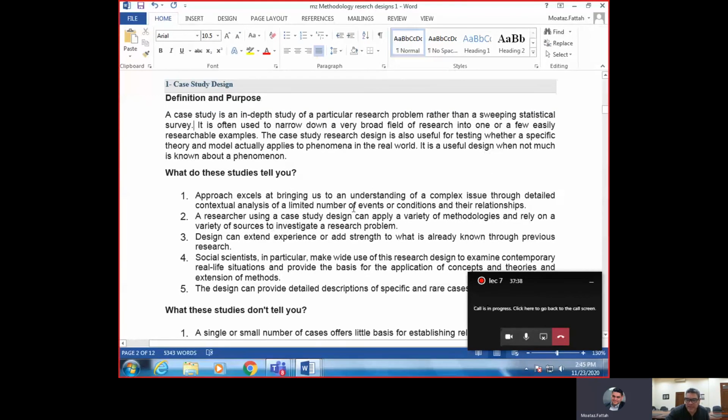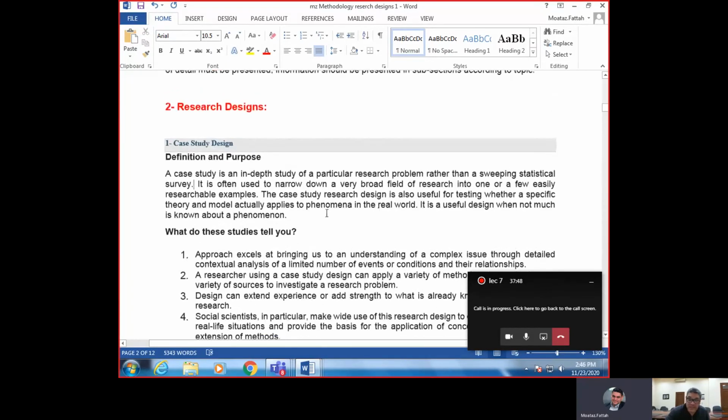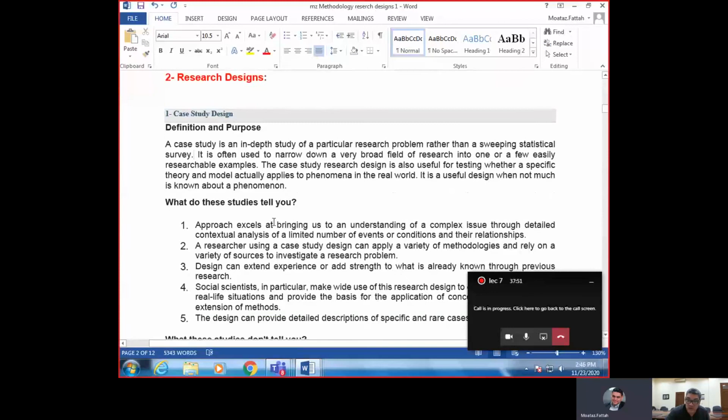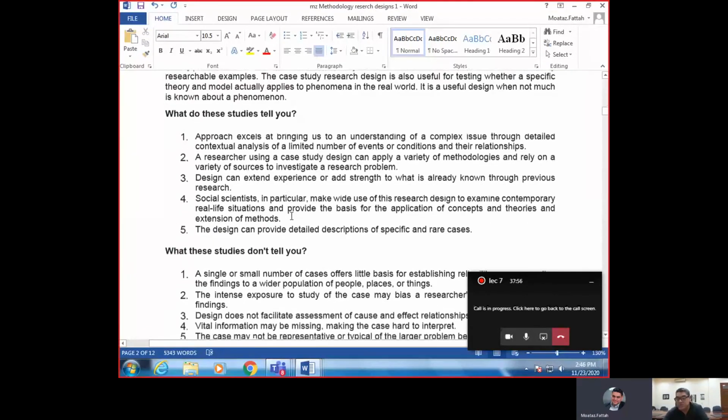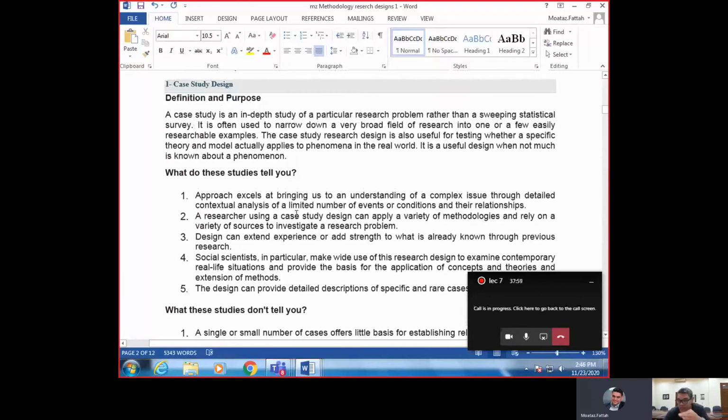This approach excels at bringing us to an understanding of a complex issue through detailed contextual analysis of a limited number of events or conditions and their relationships. Some of these designs I'll spend more time on just because they are relevant to us, and you will most likely be using cases like that. So I will focus on some more than others. Yes, it is understanding a complex issue. Osama bin Laden is a very important person. I need to understand why. NATO is an extremely important coalition. I'm going to spend time on it.